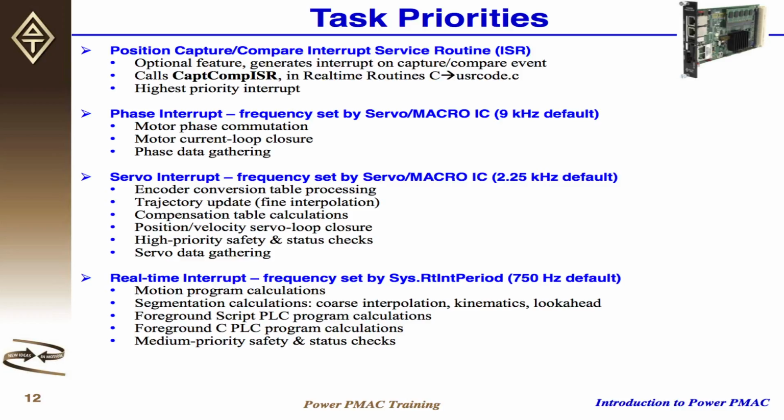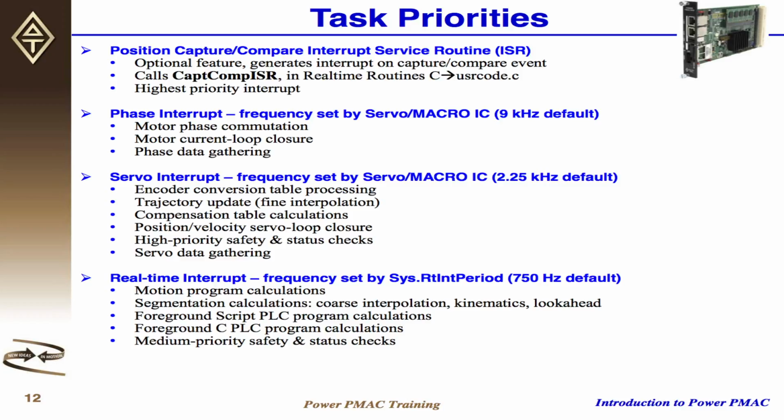The phase interrupt. This is the frequency set by the servo or the macro IC for doing the motor phase commutation, motor current loop closure, and any data gathering at the phase rate. Power Pmac can not only gather at the servo rate, but at the phase rate. All right, so you're going to see a number of similarities, and you're going to see extended benefits that you get from Power Pmac compared to Turbo Pmac.